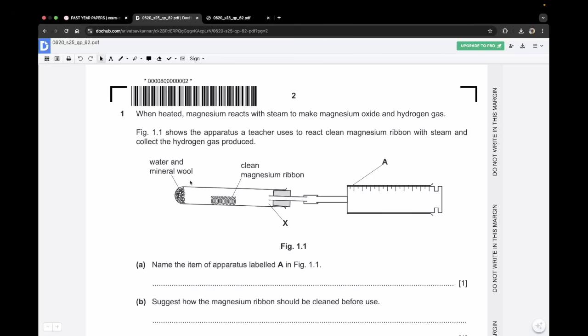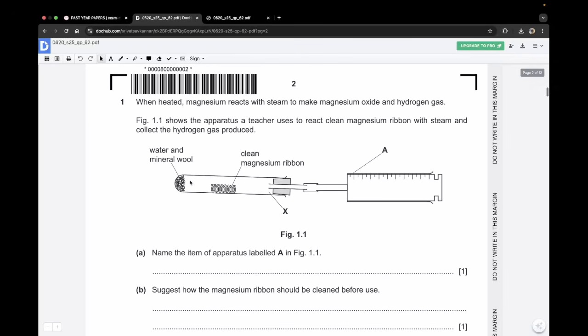It's just a few simple subdivisions that test your knowledge of how experiments are generally supposed to be carried out and how this specific experiment is supposed to be carried out as well. Right? So starting off simple, A. Name the apparatus labeled A in figure 1.1. So this is a gas syringe, right?